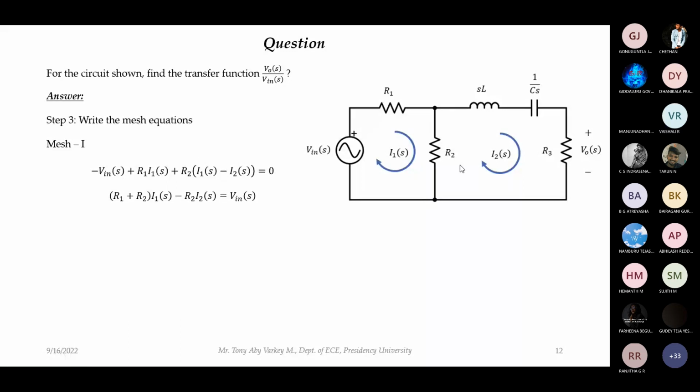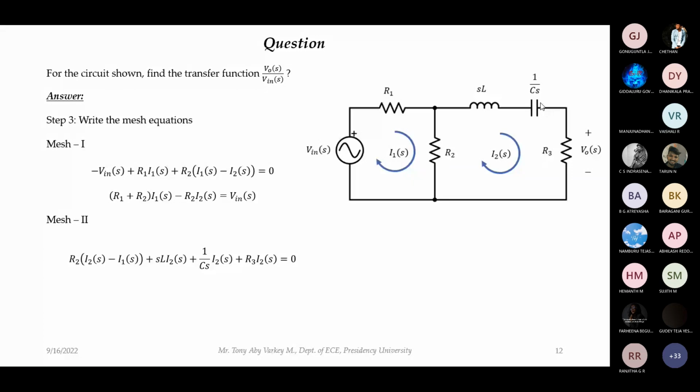Yes, sir. So now plus SL into I2 of S plus 1 by CS into I2 of S, correct? It's 1 by CS. So 1 by CS into I2 of S plus R3 into I2 of S equal to 0. Correct. Any doubt in this? Is it clear, everybody?